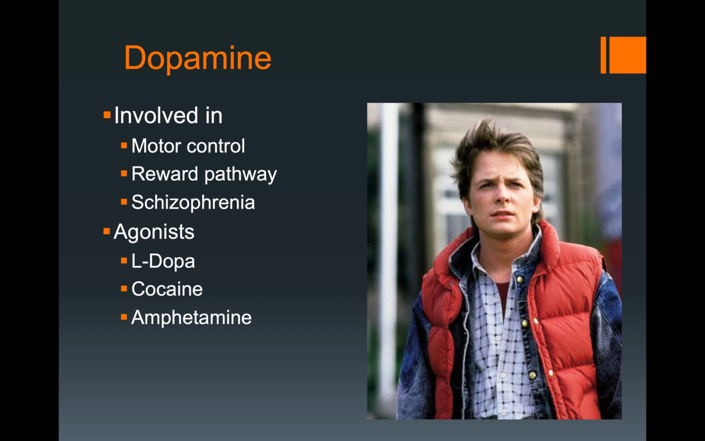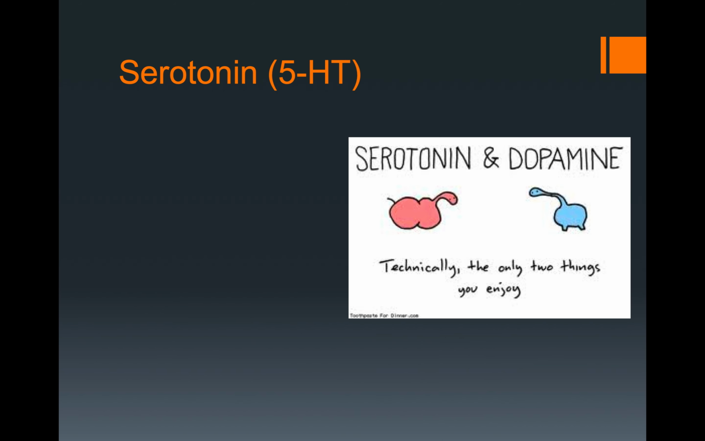Cocaine is a dopamine agonist. Amphetamines are dopamine agonists, including those that are used to treat ADHD. And then antipsychotic or anti-schizophrenia medications are frequently dopamine antagonists, so they block the effects of dopamine.